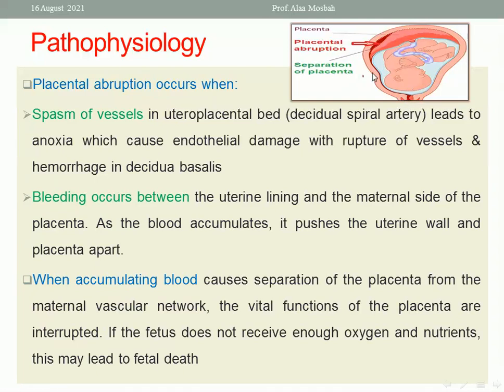And there is another type which is the commonest, the mixed type. Partially the blood is retained behind the placenta and another amount of blood is coming outside, so it is mixed between revealed and concealed, and this is the commonest one.